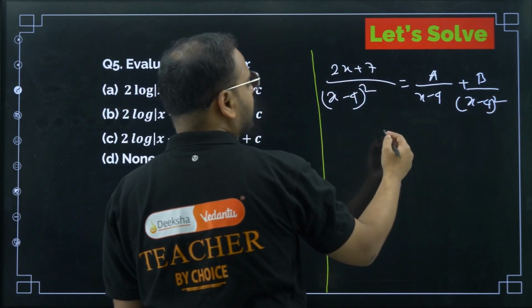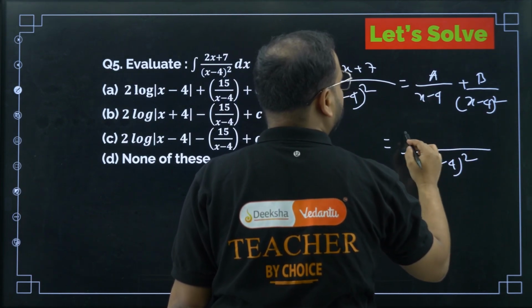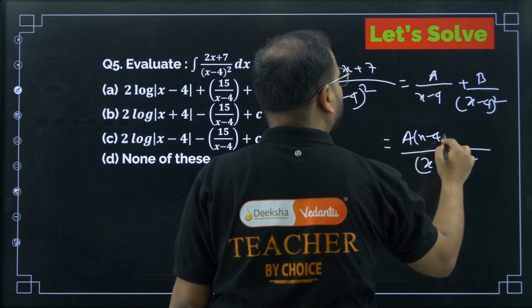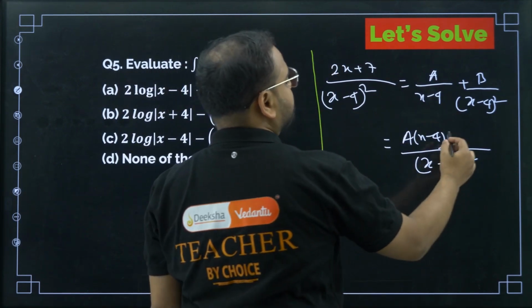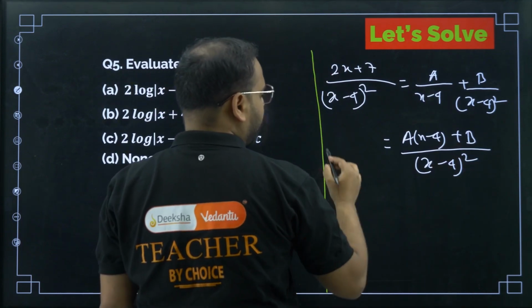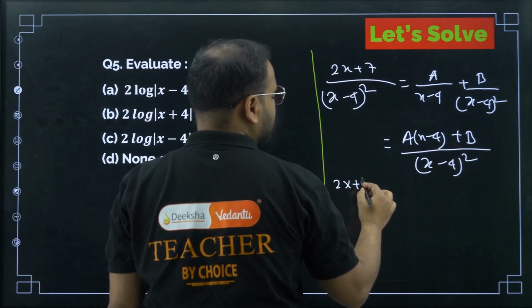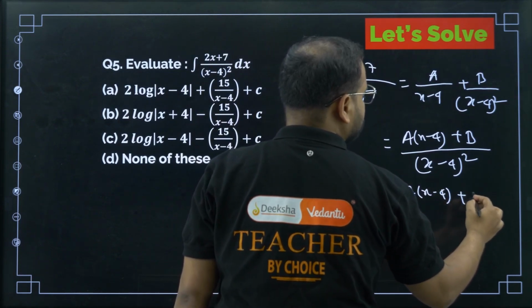Now please have a look. Take the LCM. The LCM is x minus 4 the whole square. What is this going to be? A times x minus 4. Why, sir? Only x minus 4 is there in the denominator, so I have to take one more time; this will remain as it is. Now compare the numerators, because the denominator is the same. So a times x minus 4 plus b.